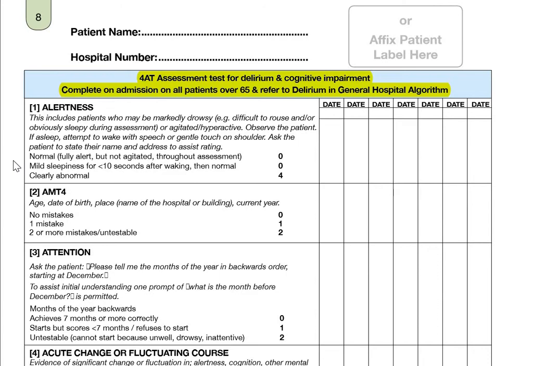So if the patient has normal alertness, which means they're fully alert but not agitated throughout the assessment, we give the patient a score of 0. So we put our score in the box here, okay? We document our date here and our score here. If the patient has mild sleepiness for less than 10 seconds after waking, then normal, we score 0. If the patient has clearly abnormal alertness, then we score 4.